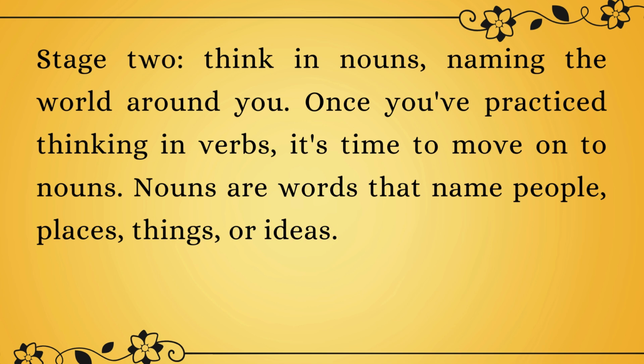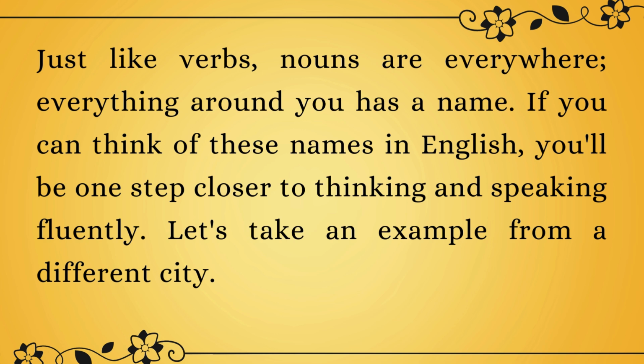Stage 2. Think in nouns, naming the world around you. Once you've practiced thinking in verbs, it's time to move on to nouns. Nouns are words that name people, places, things, or ideas. Just like verbs, nouns are everywhere. Everything around you has a name. If you can think of these names in English, you'll be one step closer to thinking and speaking fluently.